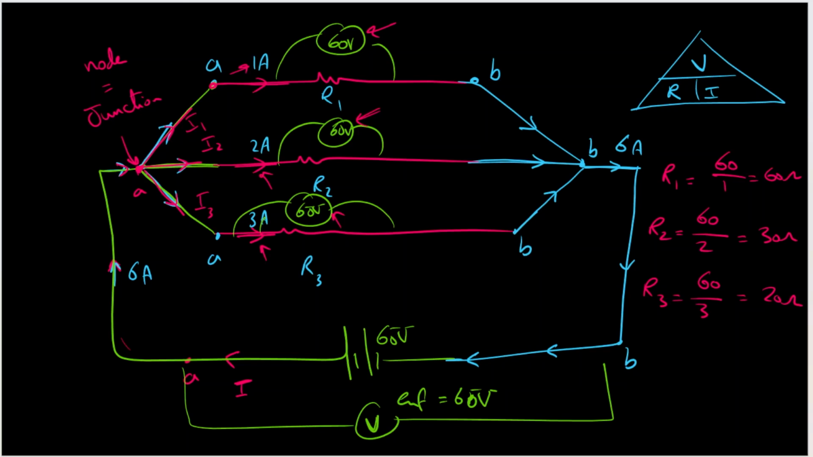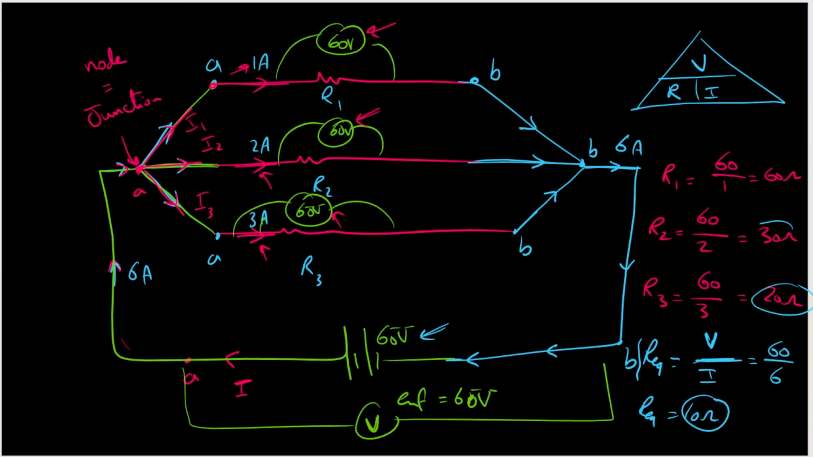In this case, the equivalent resistance is not the summation of all resistors. How can we calculate it? We can calculate it by V over I. What is the value of the total voltage? 60. What is the value of the total current? 6. So the total resistance is 10. As you can see, 10 is not the summation of all resistors, of course.